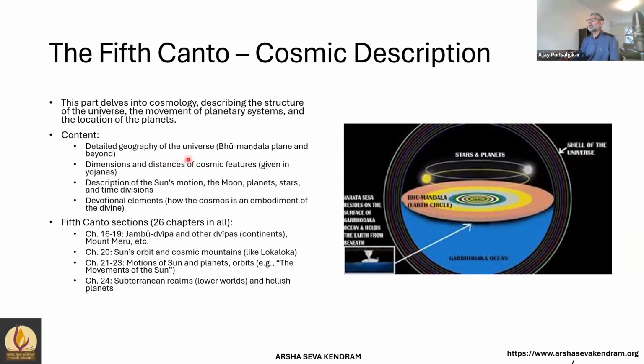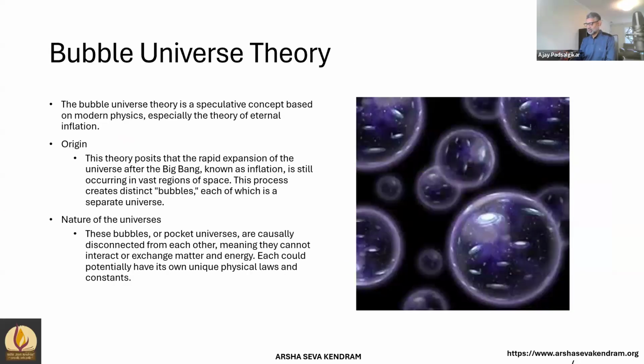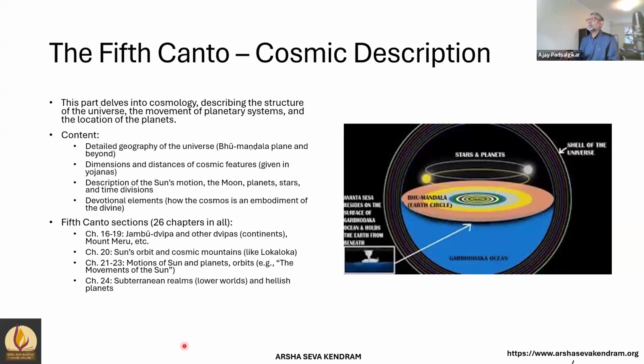So the fifth canto talks about Bhumandala. It talks about the detailed geography of the Brahmanda. So we talked about Brahmanda here in our previous session. The fifth canto talks also about the motion of the sun, the actual distances, and there are in the fifth canto 26 chapters in all, and each different chapter dwells upon the description of different aspects.